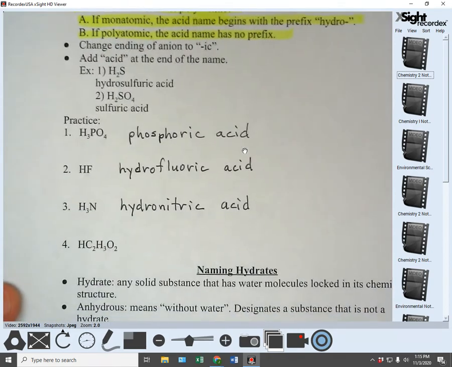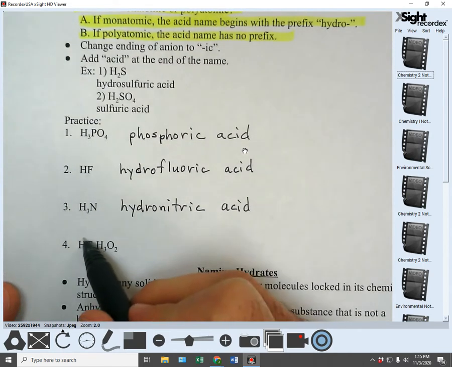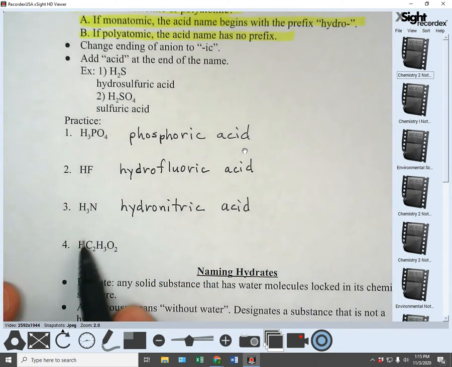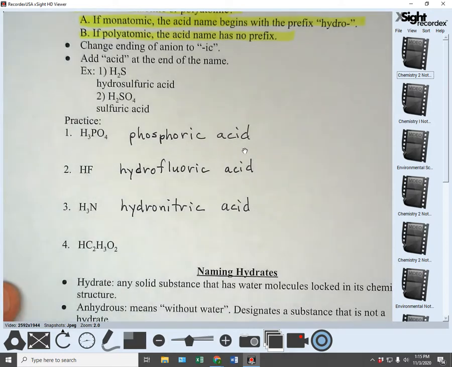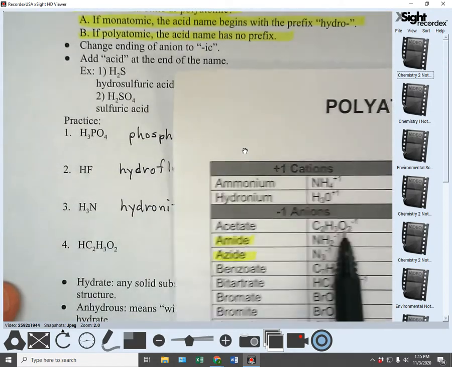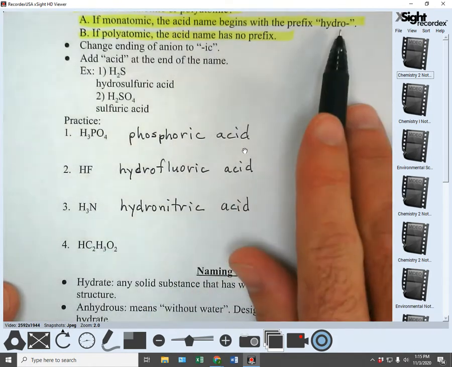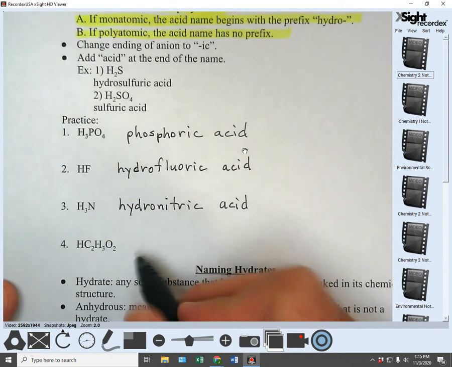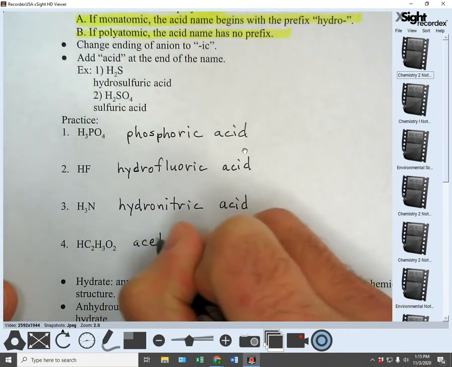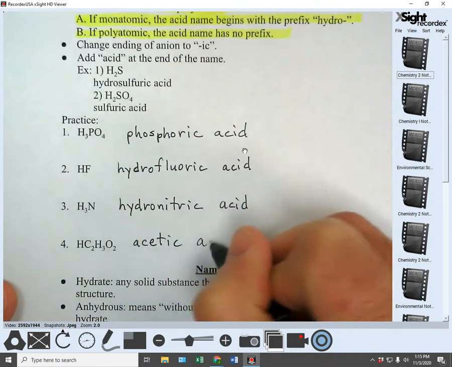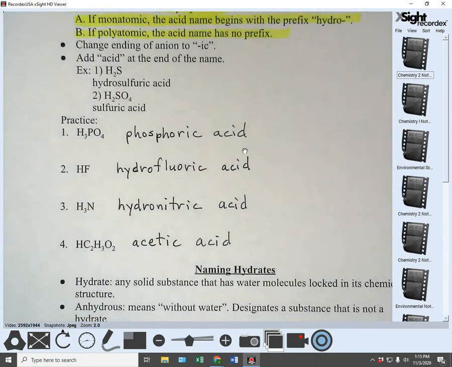And let's look at the last one. Okay, H. Now don't freak out because it's got more stuff here. Still, the beginning, the cation is just the beginning H, so it's an acid. Then all of this is our anion, so it's a polyatomic. We looked that up. We find out that that is acetate, C2H3O2. So there's no hydro because it's polyatomic. So acetate becomes acetic, and then we add acid at the end. Just like that. Okay.